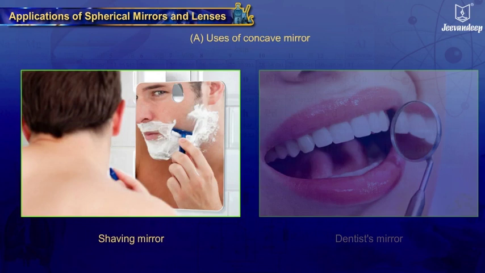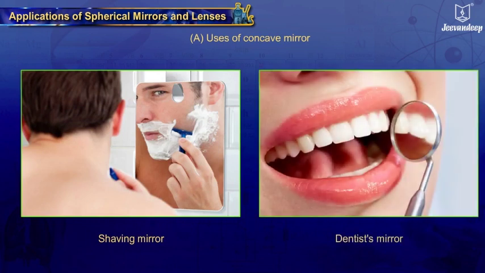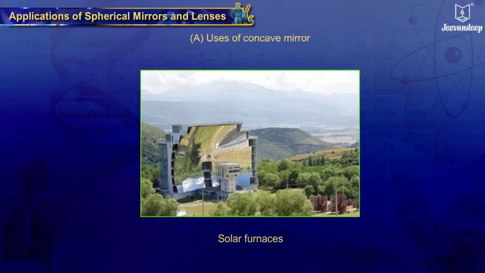Shaving mirror, dentist's mirror. It produces an erect, virtual and highly magnified image of an object placed between its pole and focus. Solar furnaces. Large concave mirrors are used to concentrate sunlight and produce heat in a solar furnace, which is at the focal point.